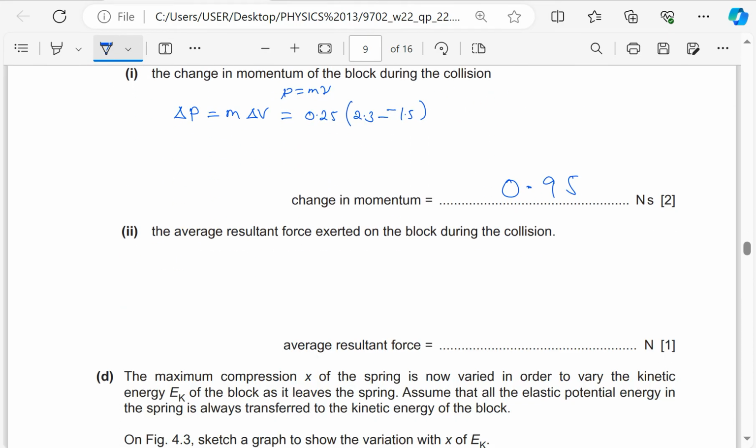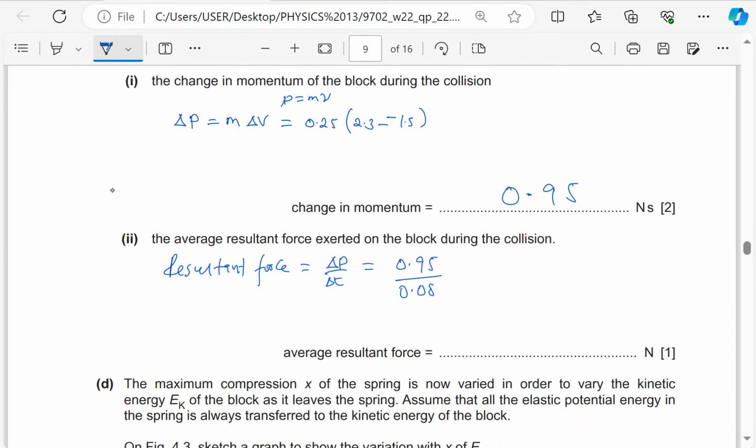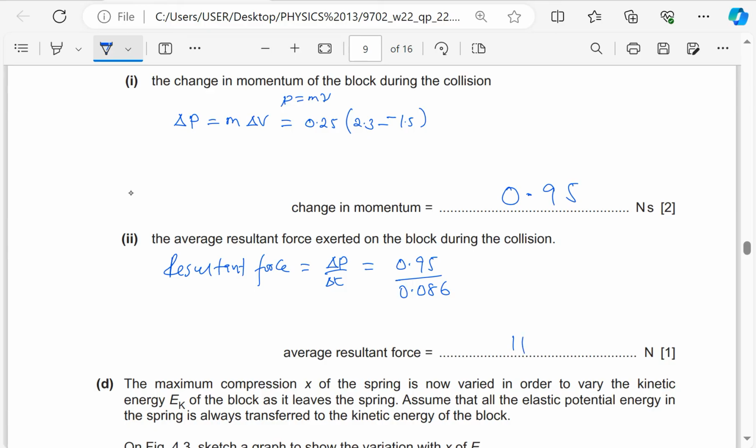Then the average resultant force exerted on the block. Of course, the rate of change of momentum is the resultant force. So I'll say resultant force is equal to the change in momentum over time. So this is going to be 0.95. The time of contact was 0.086. So I'll just divide that by 0.086. So this is giving me 11.0. I'll just write 11 newtons.